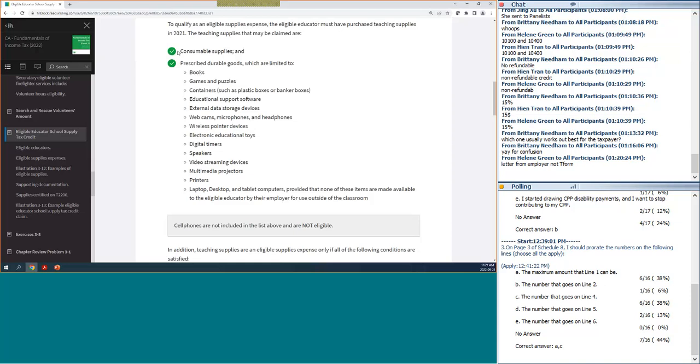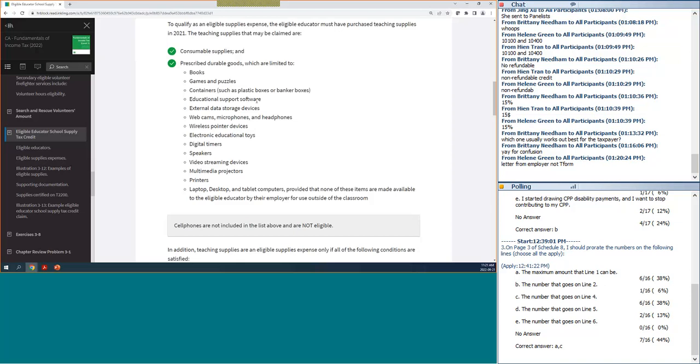Well, consumable supplies you can always claim. We'll talk about that in a minute. For physical things that don't get used up, you could only claim books, games, and puzzles, containers, and educational software, and that was it. Okay, now you're going to see we have a much longer list. So generally speaking, anything that gets used within the year, consumable supplies, things that children use and you're not expecting to have more of it left over at the end of the year.